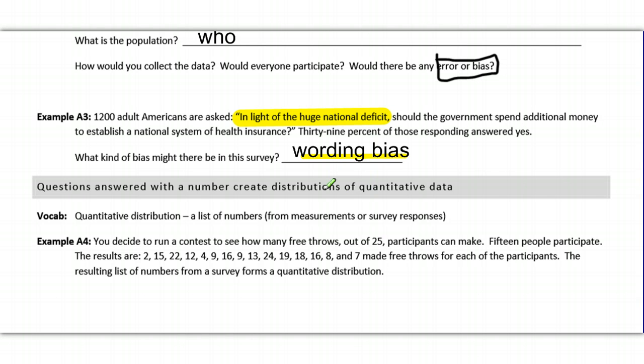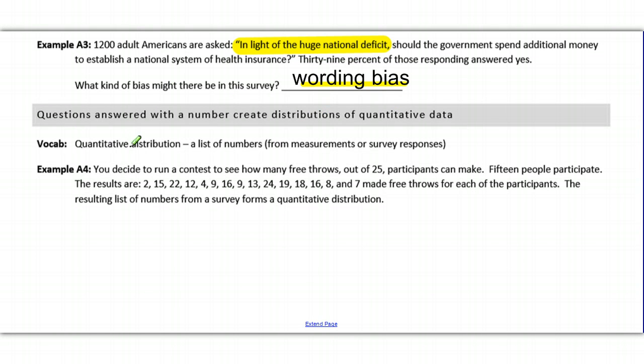But if they started out the question with, given that a number of people are unable to afford health care in our country, should the government spend additional money to establish a national system of health care? Yeah, then that would be something that more people would be likely to say yes to. So the way that you word your question can kind of influence how people respond.